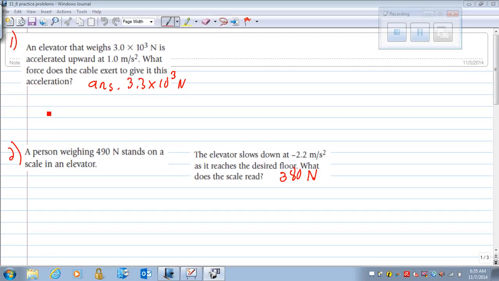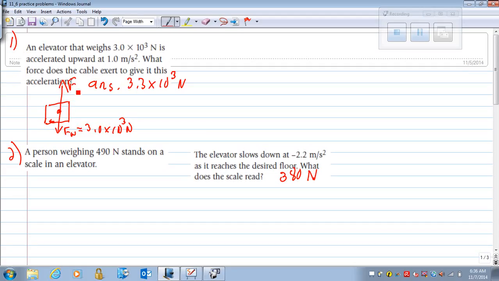So first of all, let's draw our free body diagram, as we always have to do in these situations. Here is our elevator. Going down is the weight force, which is equal to, they tell us, 3 times 10 to the 3rd newtons. And of course, going up, and it's accelerating up, is our applied force, or what would be on a scale if we had a scale on the elevator.